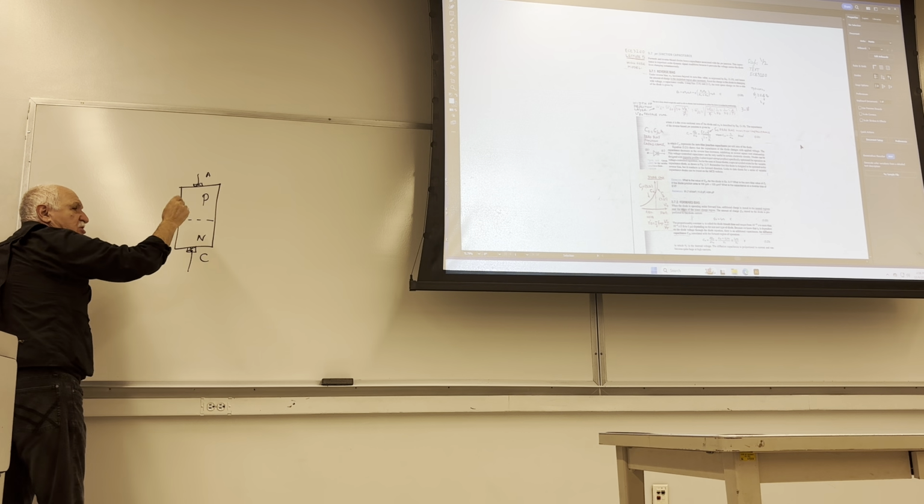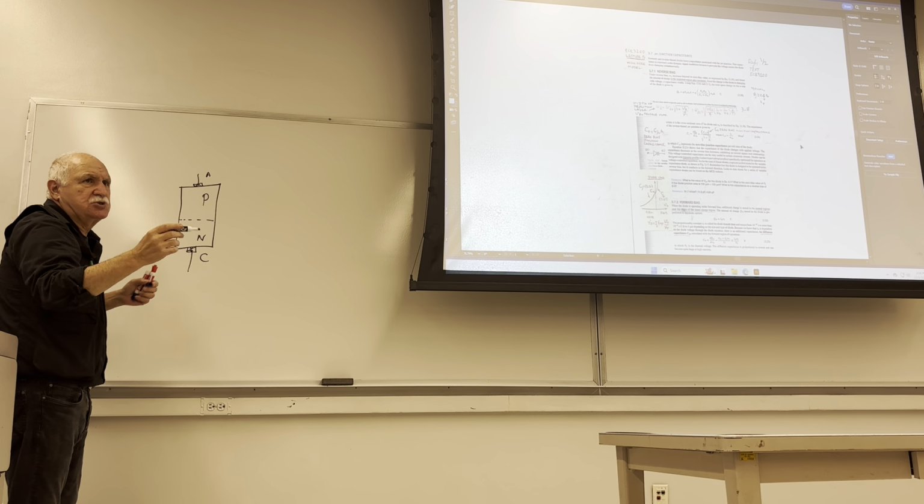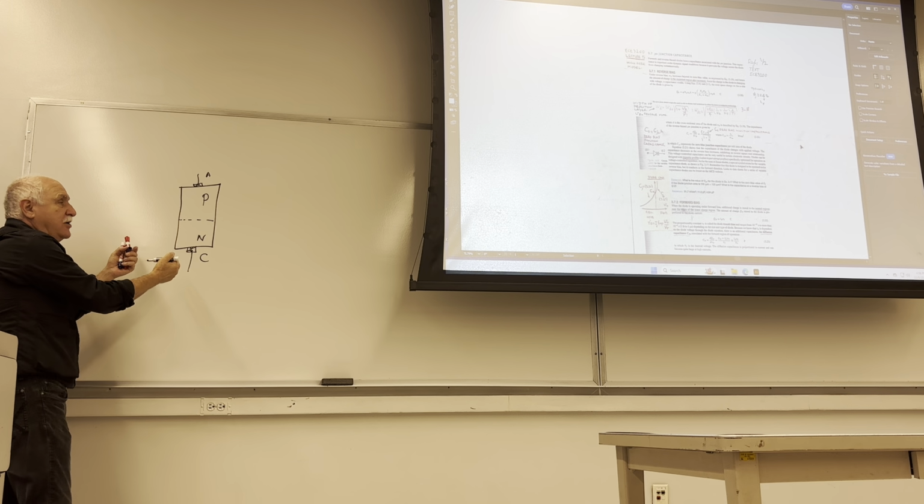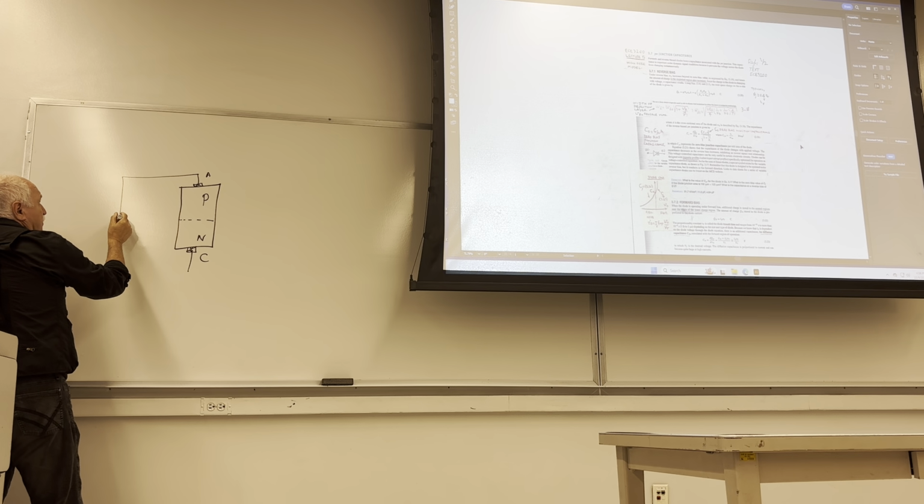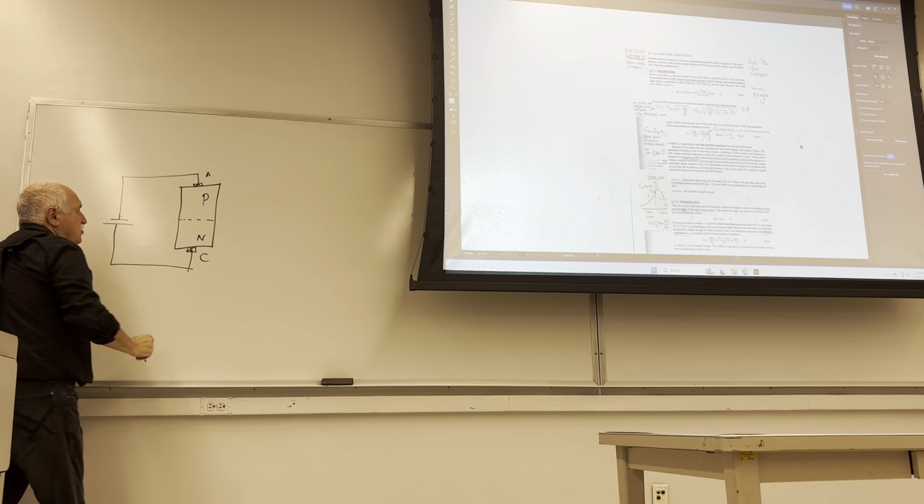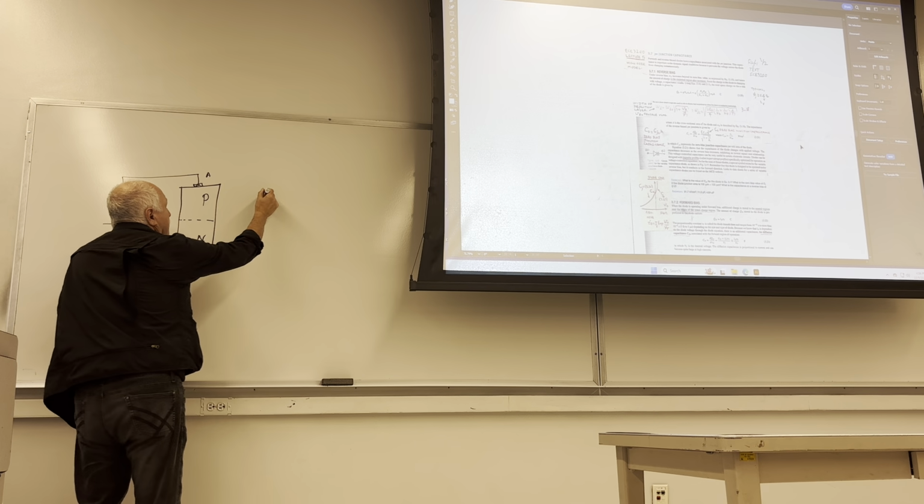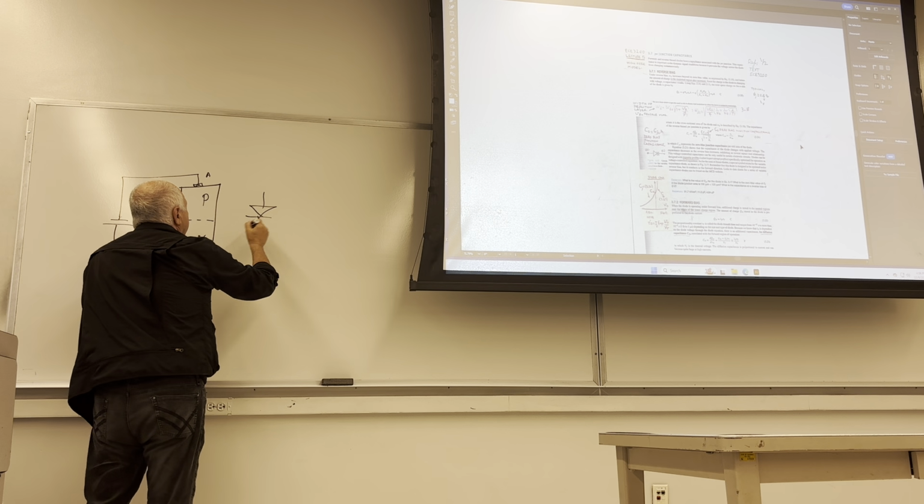And it doesn't matter if this junction is in a transistor or it is just a diode. Here it is a diode, it just doesn't matter. If the voltage is applied to a diode, this is the diode formation.